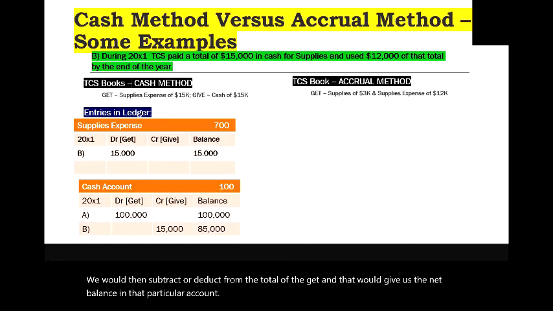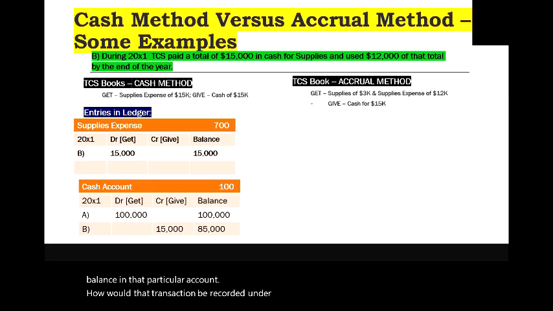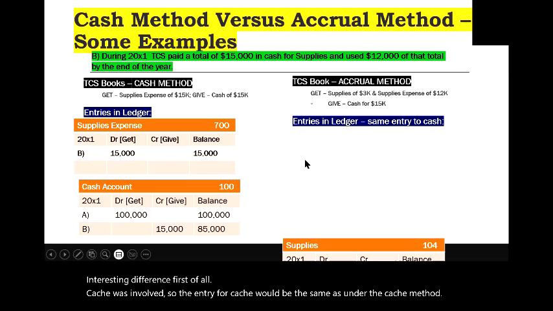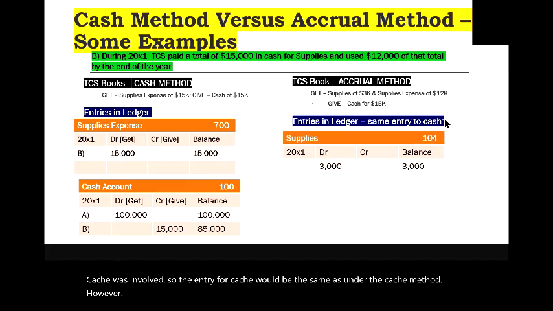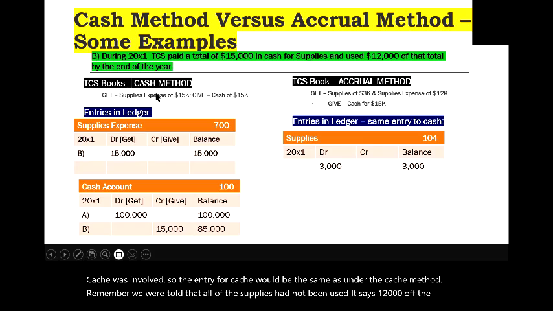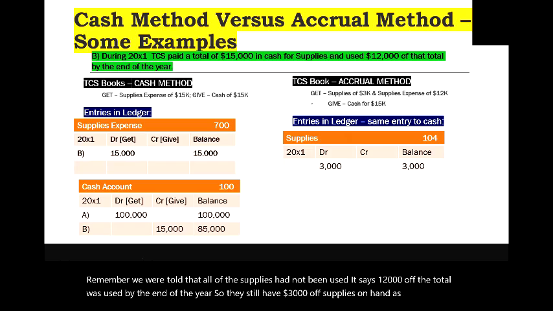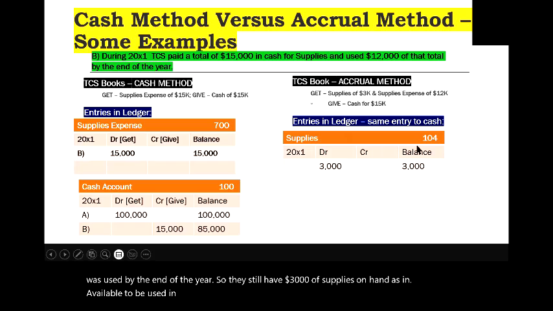How would that transaction be recorded under the accrual method? Interesting difference. First of all, cash was involved, so the entry for cash would be the same as under the cash method. However, remember we were told that all of the supplies had not been used. It says 12,000 of the total was used by the end of the year. So they still have $3,000 of supplies on hand, as in available to be used in the next period.